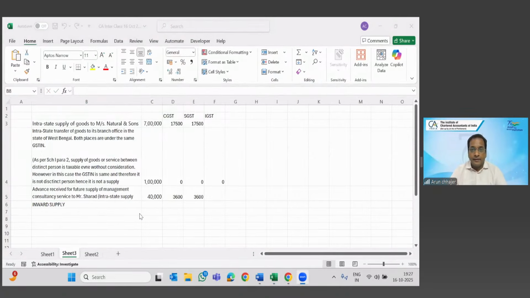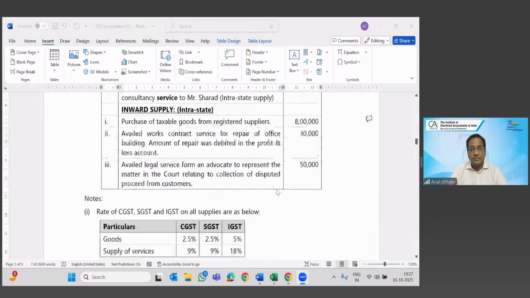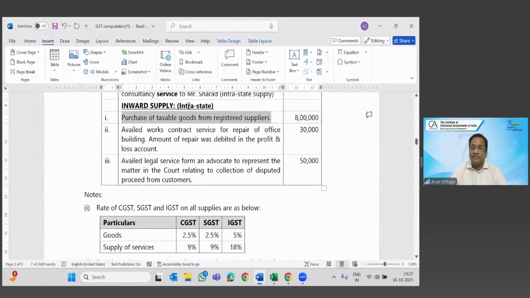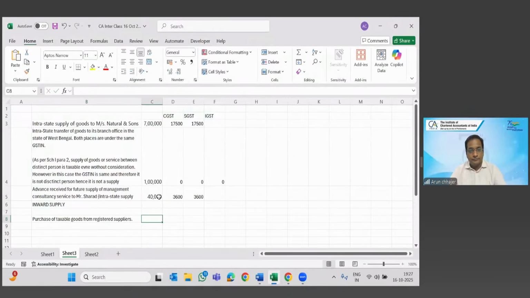Now tell me the answer. Purchase of goods from a registered supplier. No other information from the registered supplier. Okay, they have given the intrastate supply. What is the value? 8 lakh. Can anybody quickly tell me which tax and what is the amount?